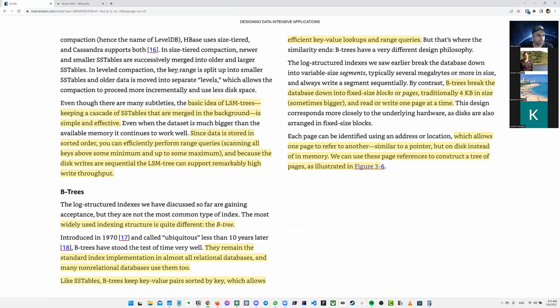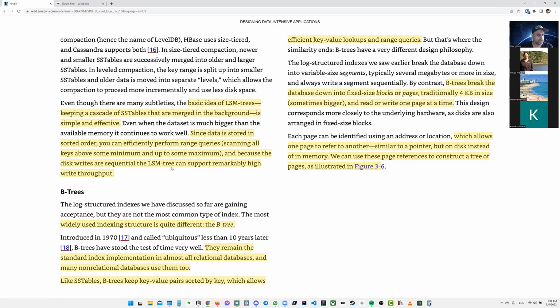In a leveled compaction, the key range is split up into smaller SS tables and older data is moved to separate levels, which allows compaction to proceed more incrementally and use less disk space. The basic idea of an LSM tree is keeping a cascade of SS tables that are merged in the background. Data is stored in sorted order, and you can efficiently perform range queries, scanning all keys above some minimum and up to some maximum. And because disk writes are sequential, the LSM tree can support remarkably high write throughput.